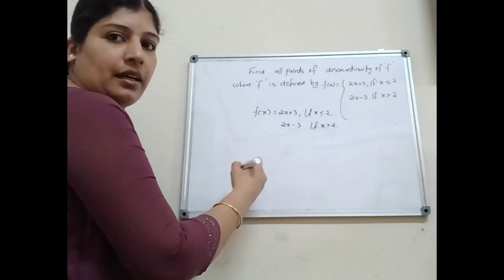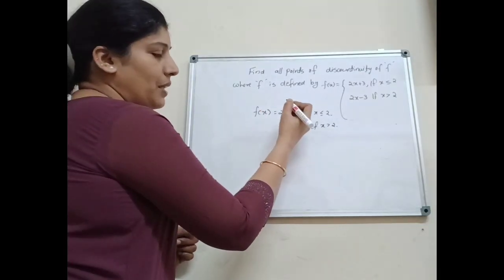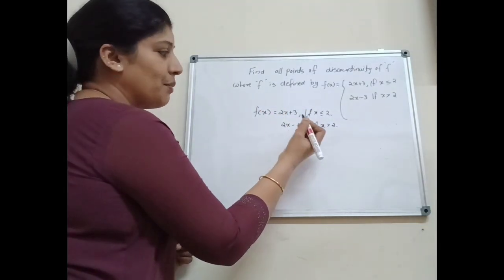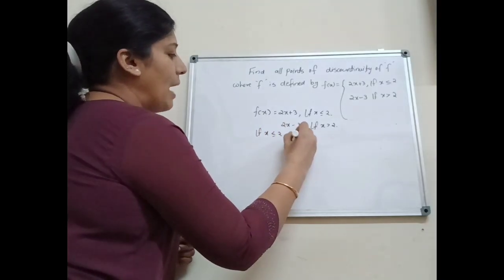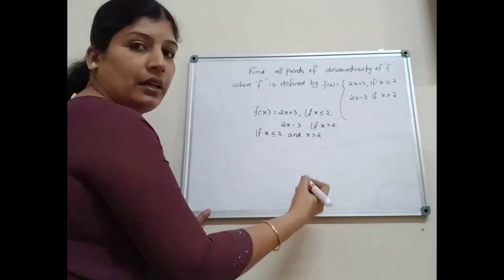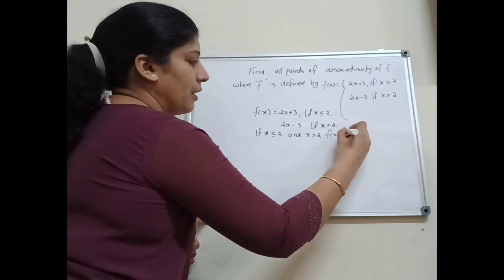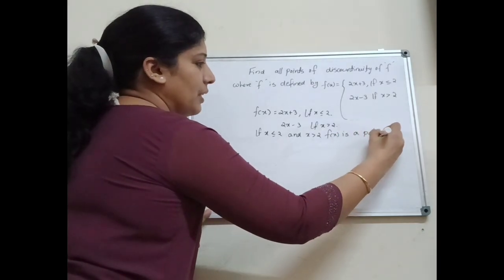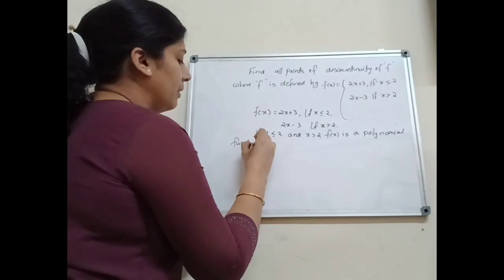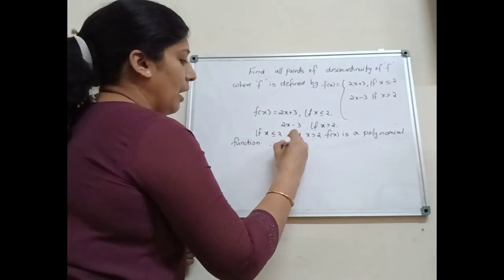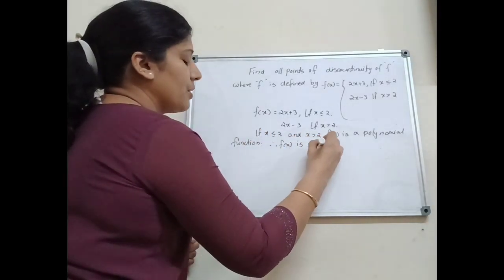Here f of x is 2x plus 3. It is a polynomial function. Then again 2x minus 3, it is a polynomial function. If x is less than or equal to 2 and x is greater than 2, f of x is a polynomial function. That is why f of x is continuous. Therefore, f of x is continuous.